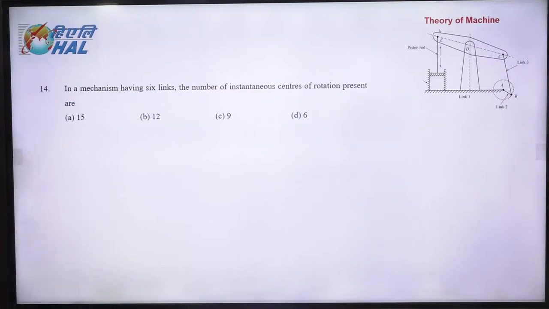How do you calculate the number of instantaneous centers? So how do you calculate the number of instantaneous centers in the mechanism?